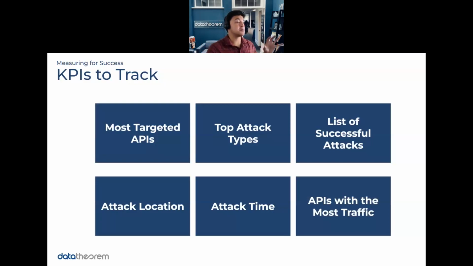Then lastly is going to be APIs with the most traffic. And this is different from your most targeted APIs. Your APIs with the most traffic, for example, are going to be anything like your open API that most of your customers are going to be using. If a lot of your users are using these APIs, even if they don't have sensitive information, we want to make sure that we're attacking these same APIs so we know, hey, we can protect against these types of attacks and there's no sensitive data being leaked from these specific APIs that are being utilized the most.